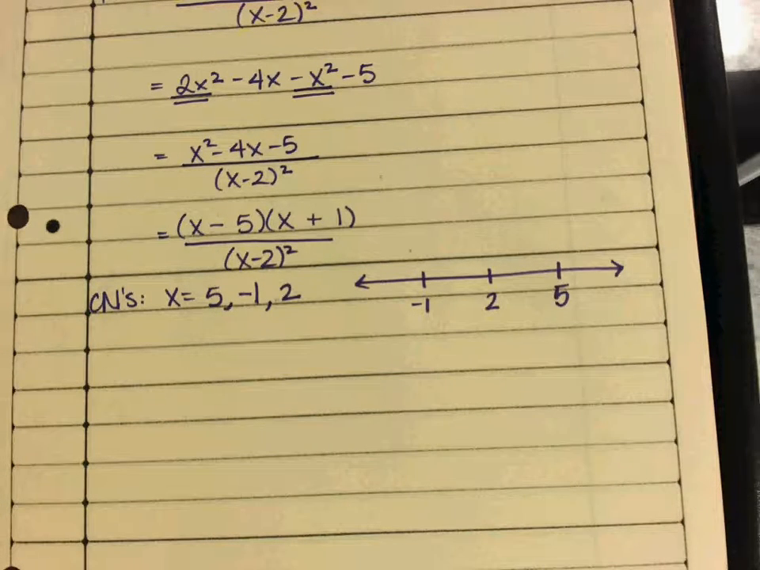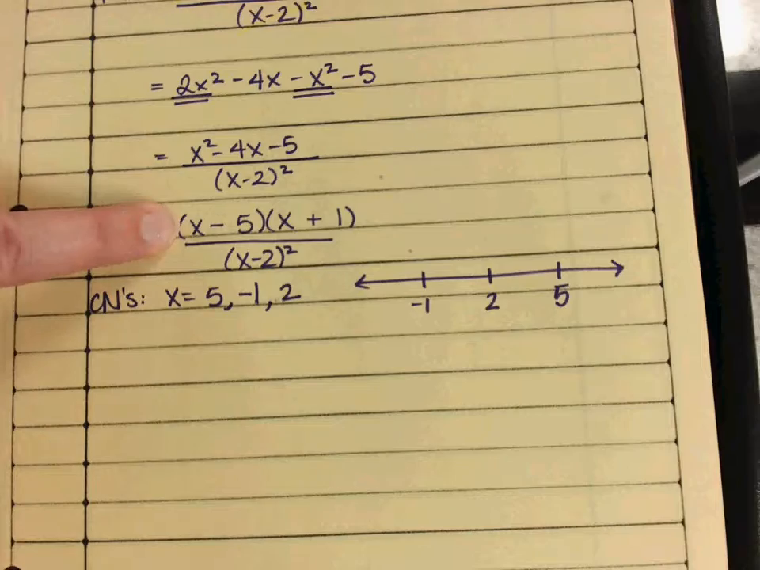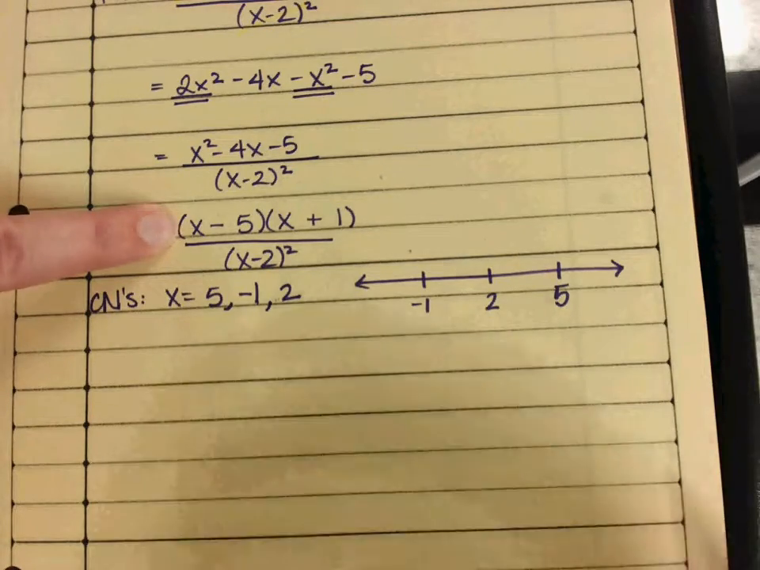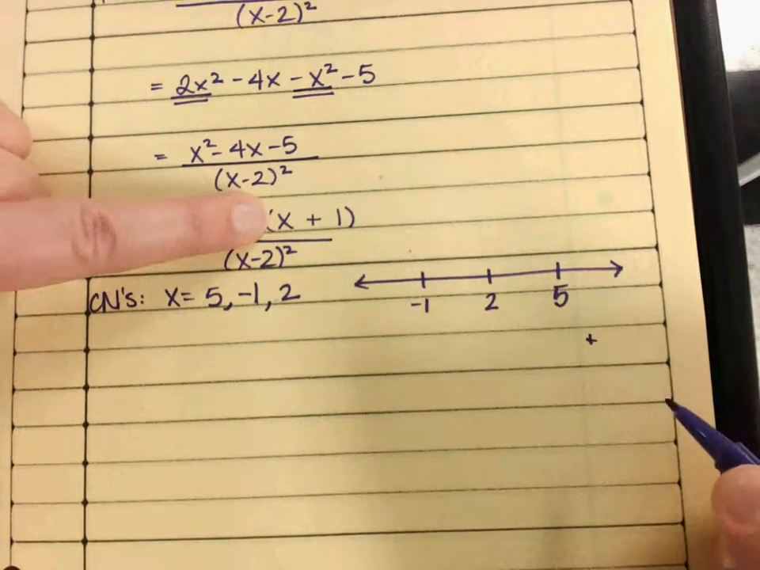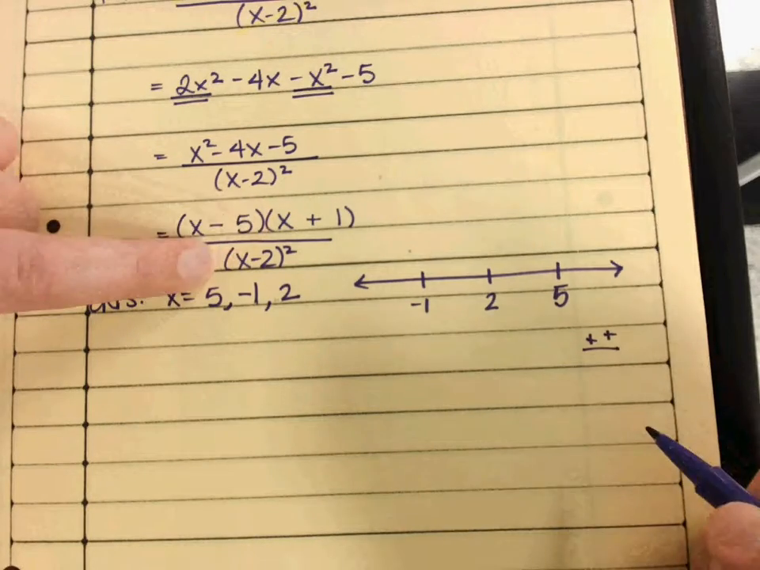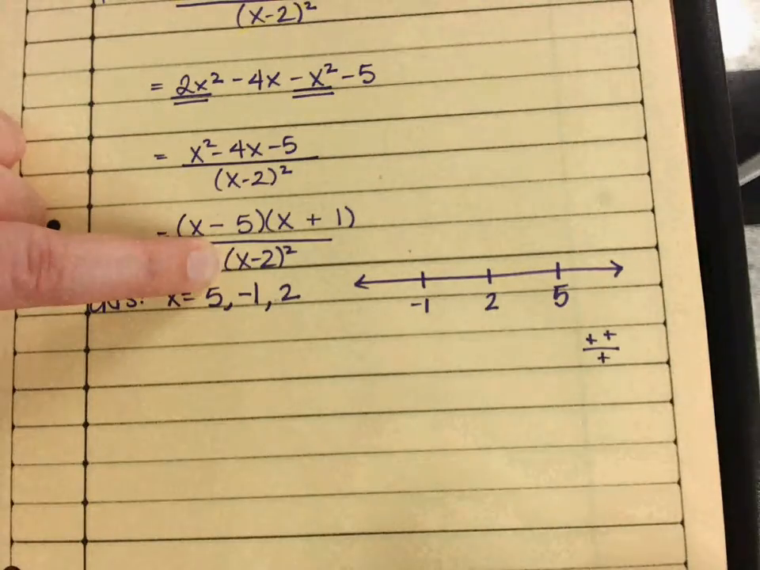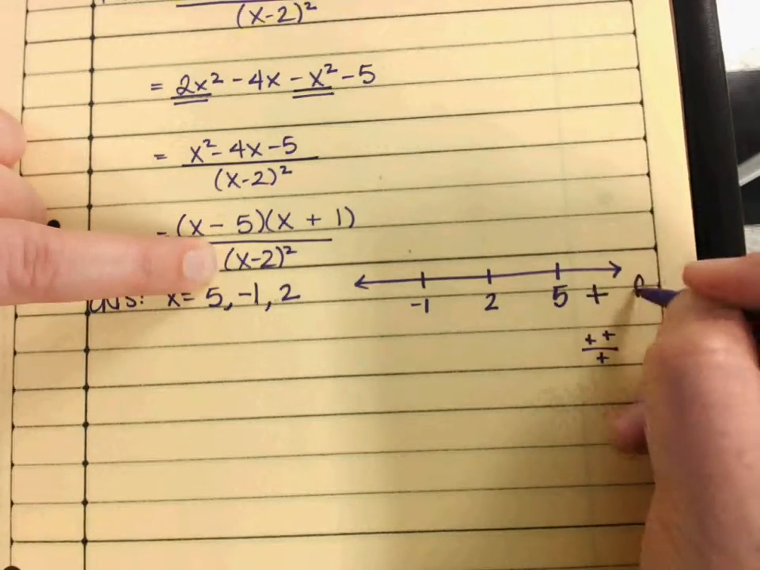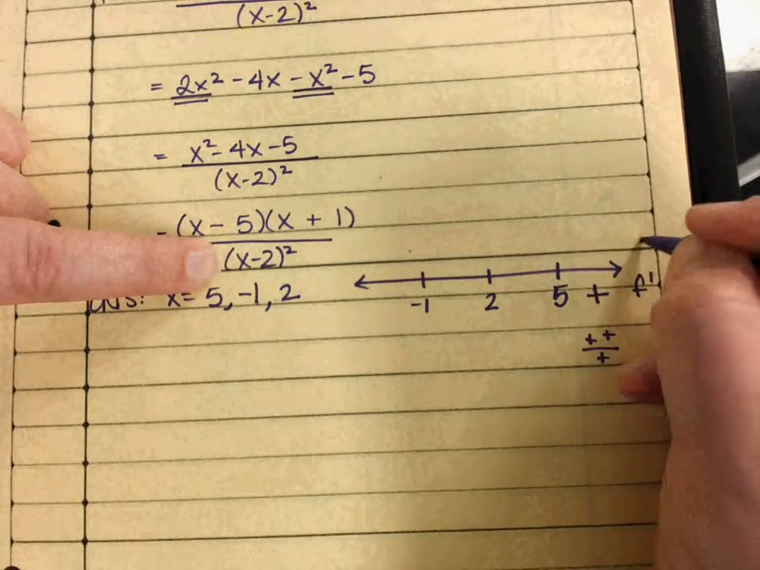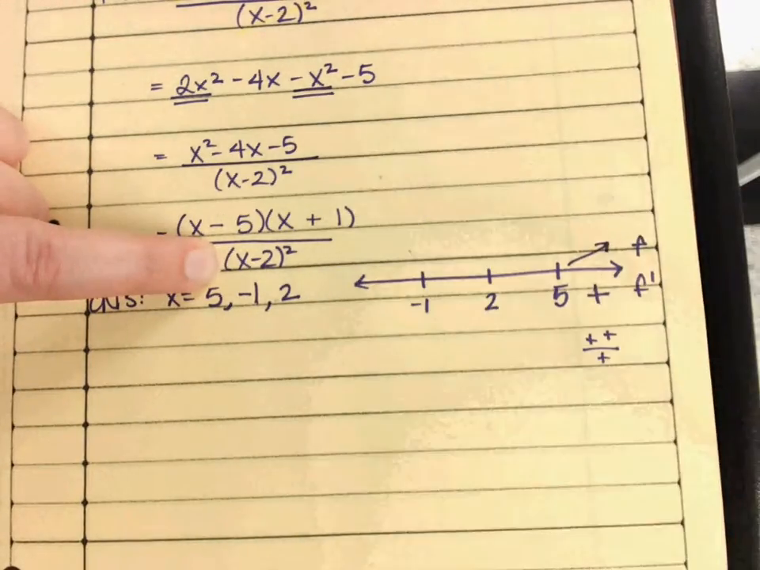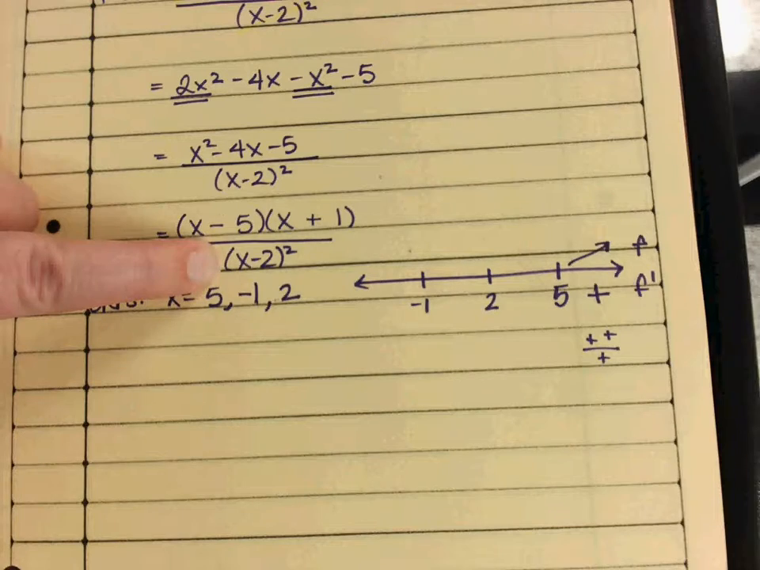Okay, let's pick a number to the right of 5. 6. Now, I'm going to be lazy. I'm not going to write it down. Look right here. What is 6 minus 5? Positive. What is 6 plus 1? Positive. What is 6 minus 2, and then I square it? Still positive. Overall, what's the sign in that subinterval? Positive. If f prime is positive, what is f doing? Increasing. Very good.